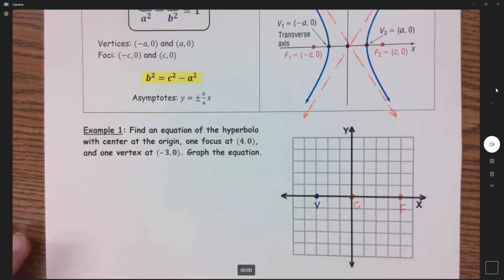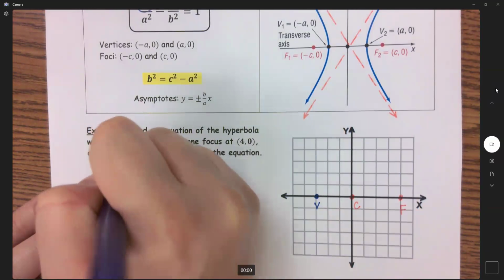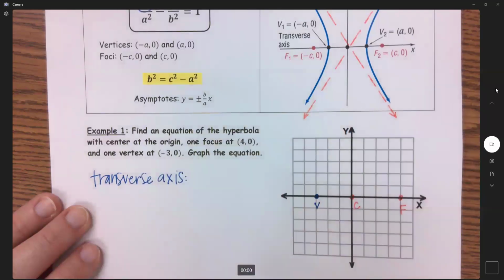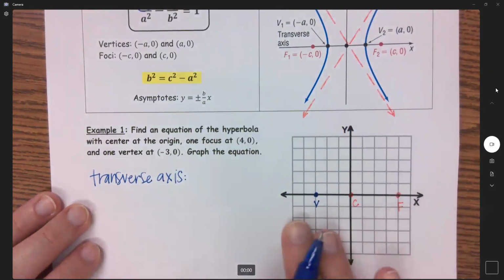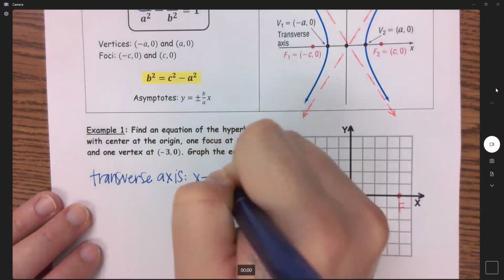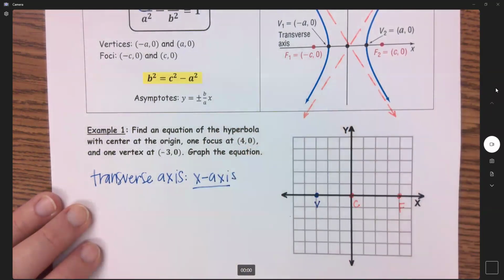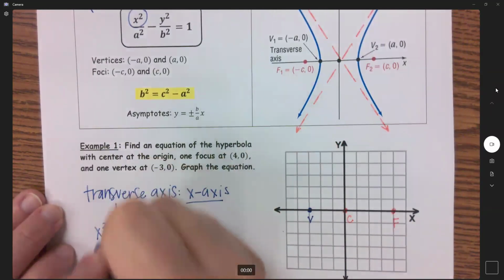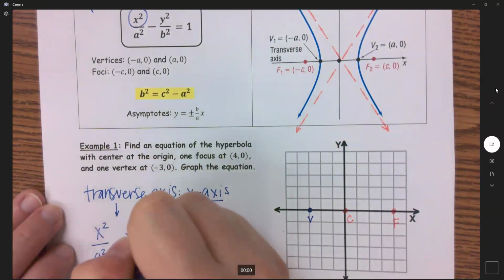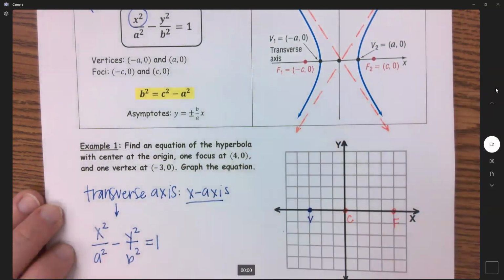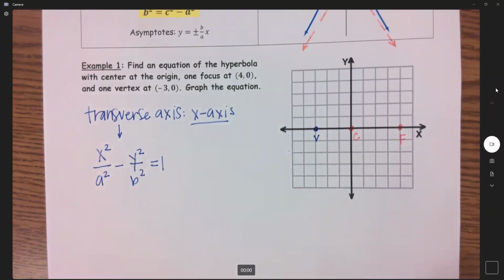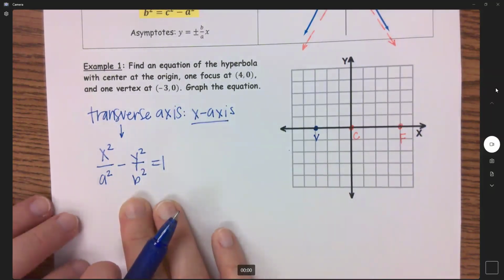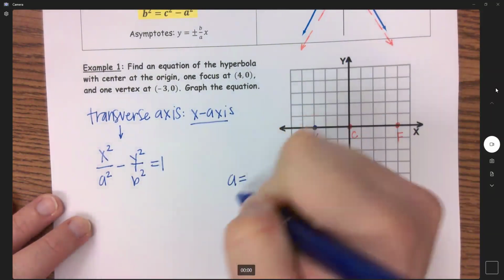So graph the equation. So first thing I need to do is identify what is my transverse axis. Because all of my important points here are on the x-axis, that means my transverse axis is the x-axis. So that's what tells me that we are using this version of my formula, x squared over a squared minus y squared over b squared equals 1. So I know my transverse axis, which tells me the version of the formula that I am using. So let's figure out what is our a, b, and c.